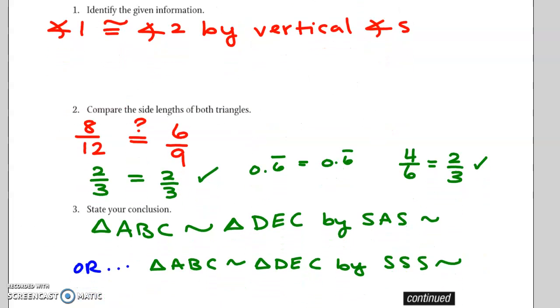Therefore, my conclusion is triangle ABC is in fact similar to triangle DEC by side angle side similarity. Or I could even show that these triangles are similar by side side side similarity because of all the information they gave us. You do not have to prove it both ways. Pick one. Both of them work.